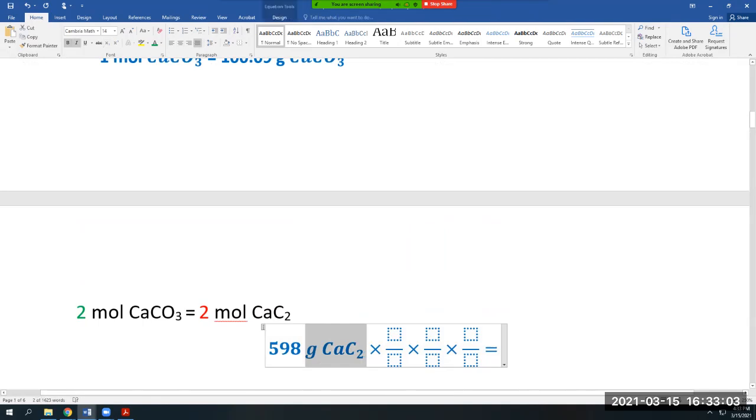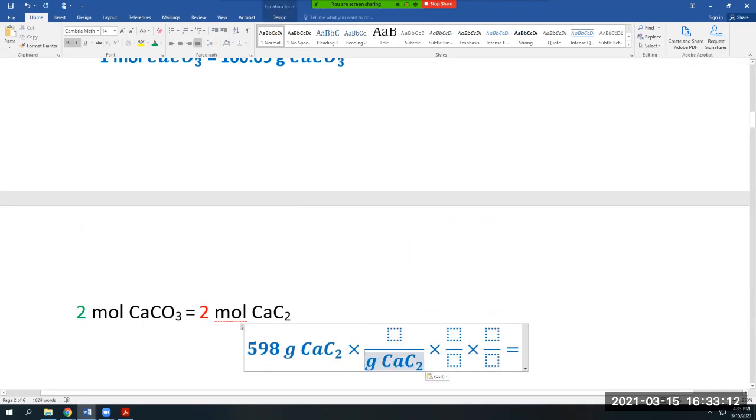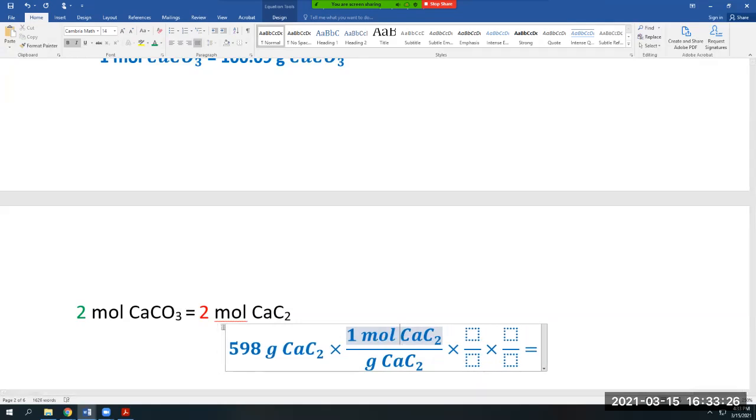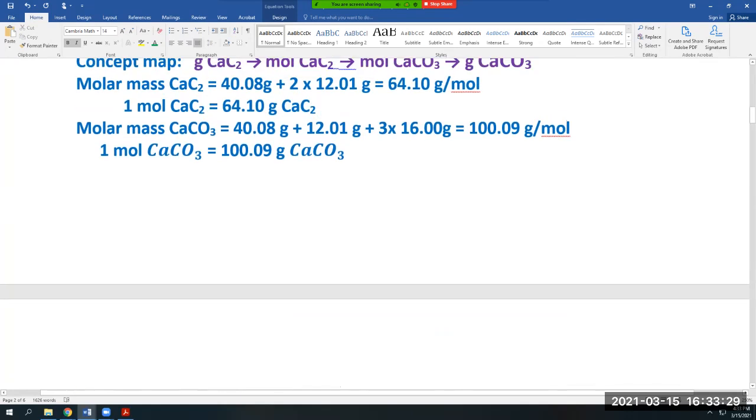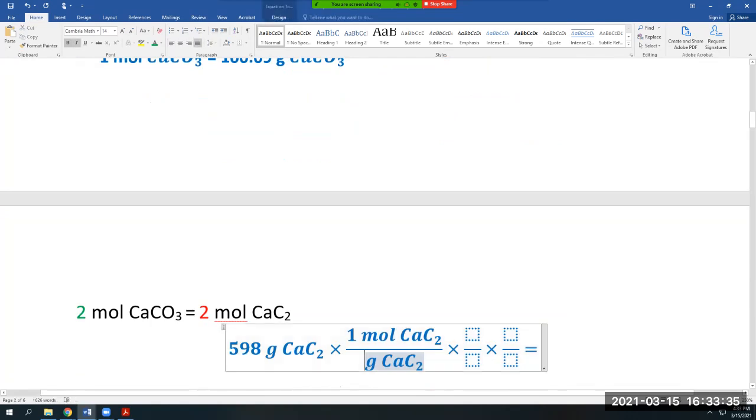Okay, because we start with grams of calcium carbide, we want to cancel that unit in the next step. So it's going to be in the denominator of the first conversion factor. And that first conversion factor is using the molar mass of calcium carbide. So it's for 1 mole of calcium carbide on top here. And 1 mole of calcium carbide is 64.10 grams. So 64.10 grams of calcium carbide goes in the denominator. So this way we cancel grams of calcium carbide.